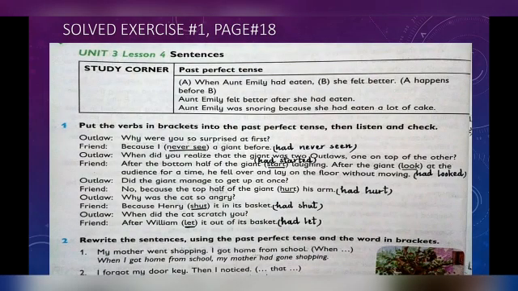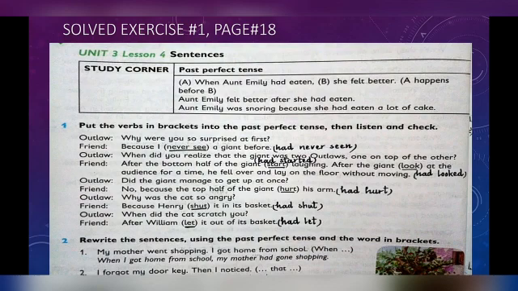So let's move towards the solution of this exercise. Outlaw said: why were you so surprised at first? Friend: because I had never seen a giant before. So in brackets you will underline "never see," and in place of "never see" we will write "had never seen."